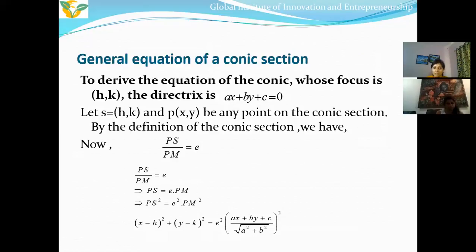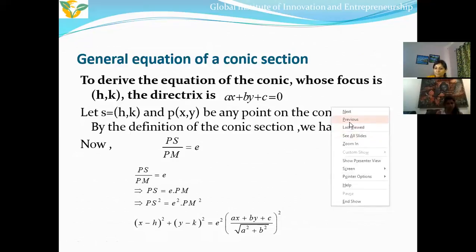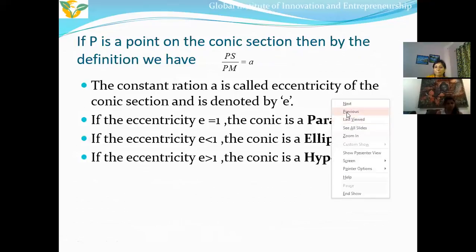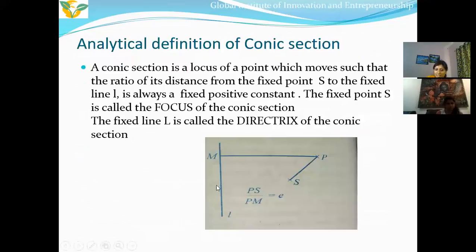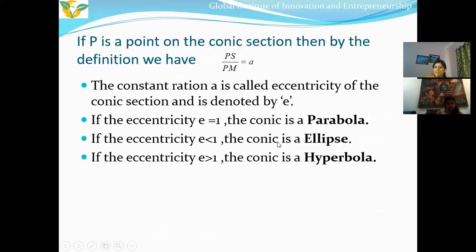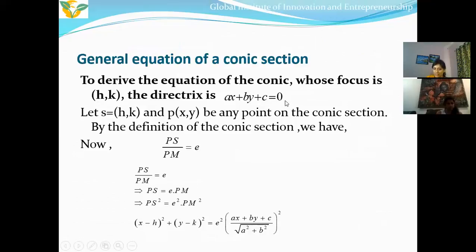What is the general equation now? To derive the equation of the conic whose focus is (h, k) and whose directrix is ax + by + c = 0. As we can see, the directrix is a fixed line, and the equation of a line in the general form we write as ax + by + c = 0. Now the focus is (h, k); any point we are taking as the focus, we consider it to be (h, k).